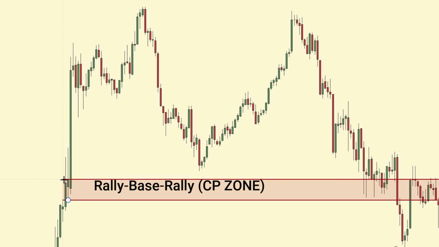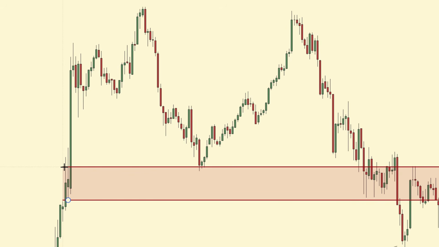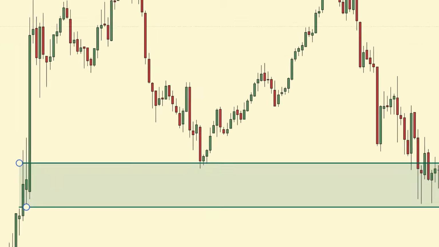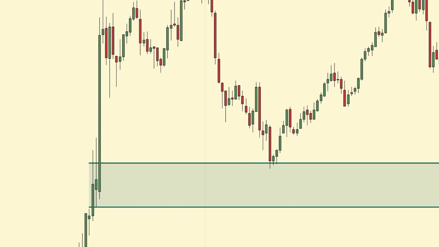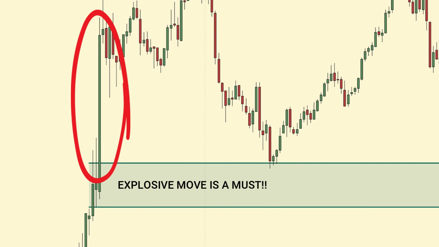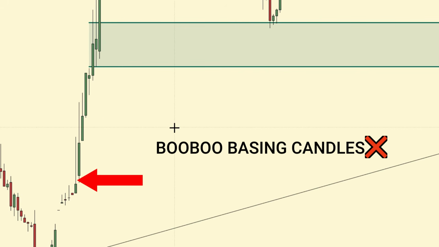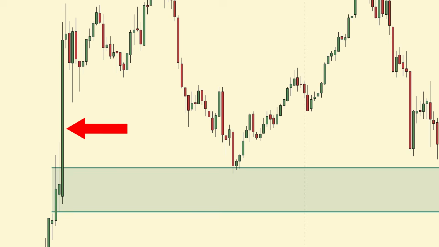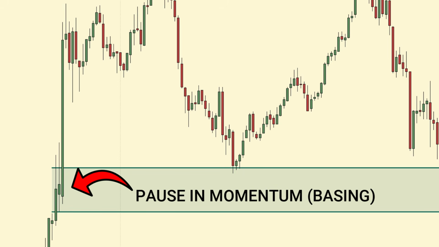We don't want to draw it too small in these situations. We like to go just a little bit bigger. And you can see there was almost no drawdown from this trade right here. Remember, we need that explosive move. We're not looking for little boo-boo moves away, little basing candles like you see down here. We are looking for that explosive candle to the upside after that pause in momentum.